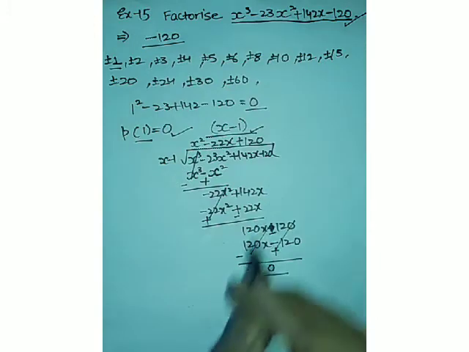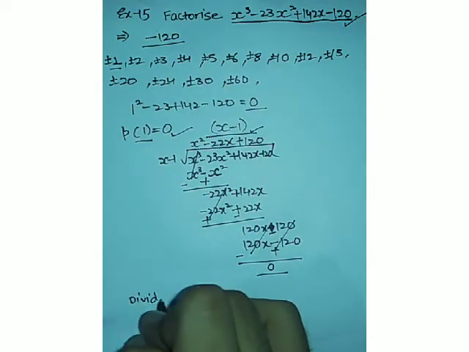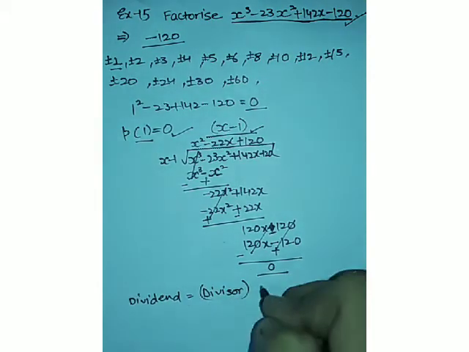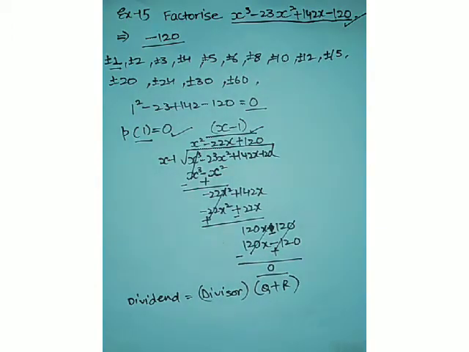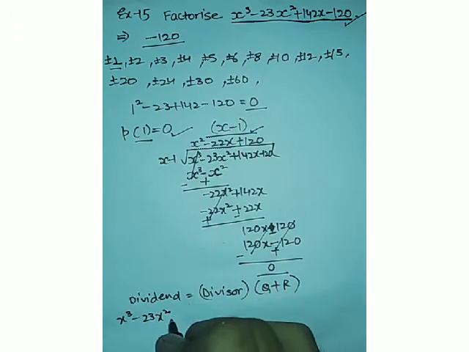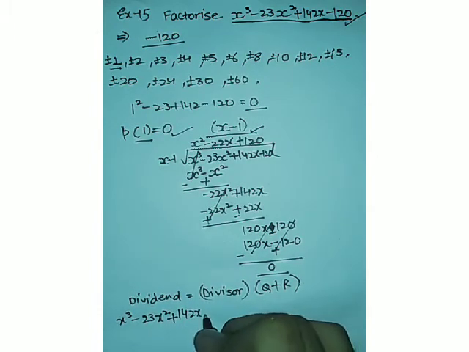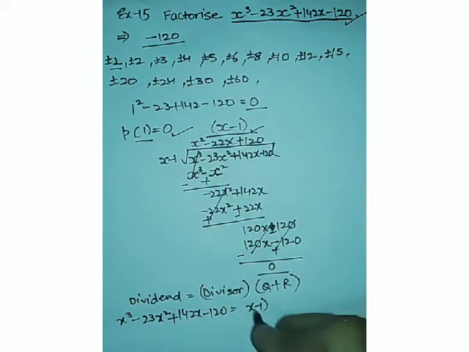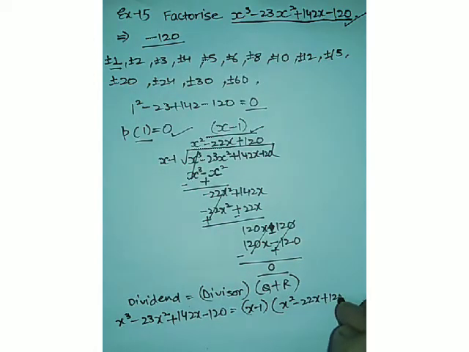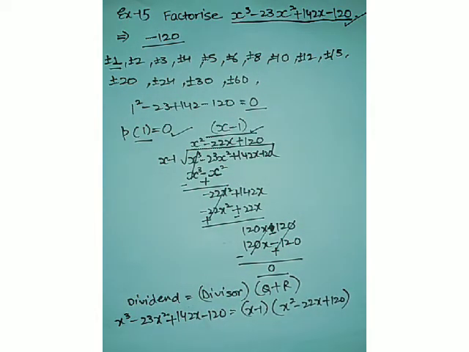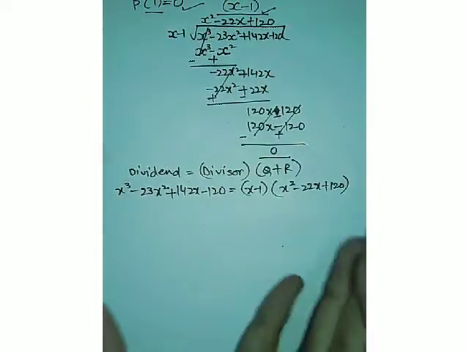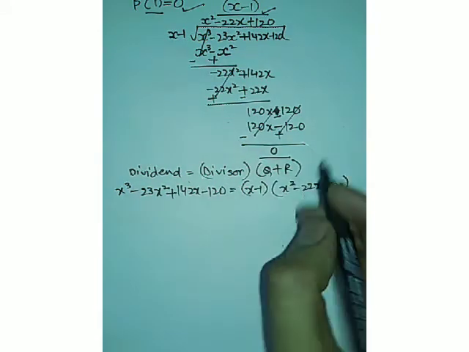Now here is the thing, that we can write our dividend is equals to divisor into quotient plus remainder, right? What was our dividend? That was x cube minus 23x square plus of 142x minus of 120. What was our divisor? That was x minus 1. And what is quotient? X square minus 22x plus 120, and remainder is 0. So this is how you can form an equation, which is very complicated for many students because they just take x minus 1 as the common factor, but you can do it by division very easily.